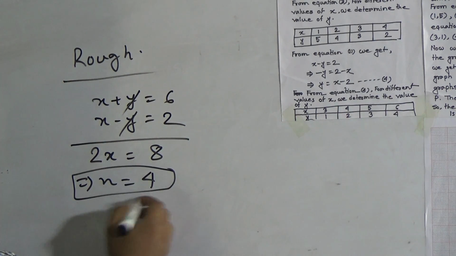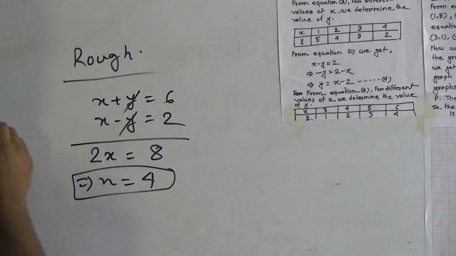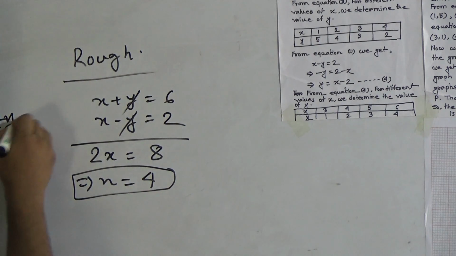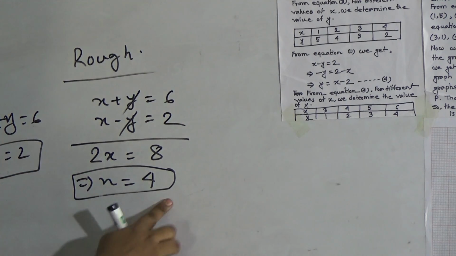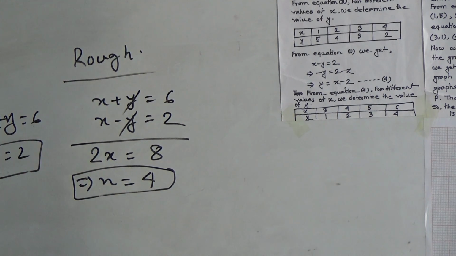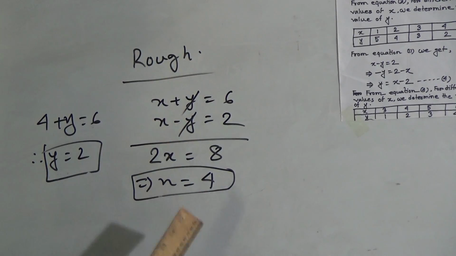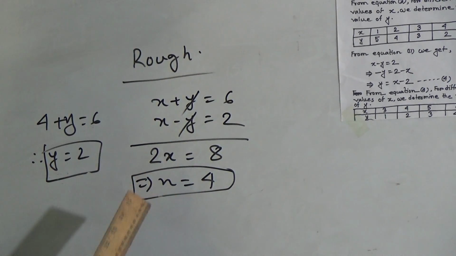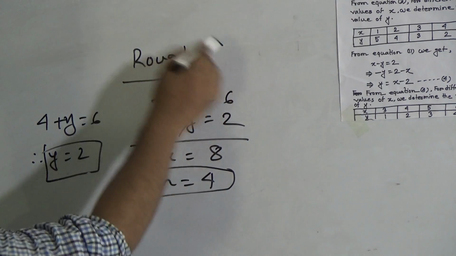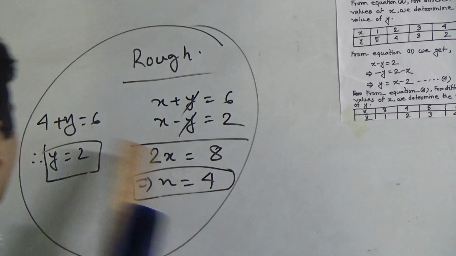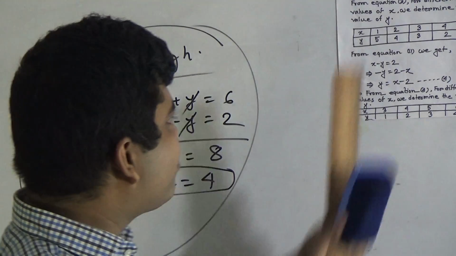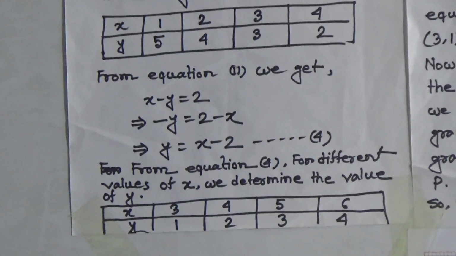On the other hand, when we put the value of x in any equation, 4 plus y equal to 6, that means y equal to 2. So x equal to 4 and y equal to 2. This is the solution of the equations. So when you solve this problem in the rough section, then it is easier for you. That means this point (4, 2) appears both in this table and also in the other table. Here (4, 2), (4, 2). So it is easier for you.